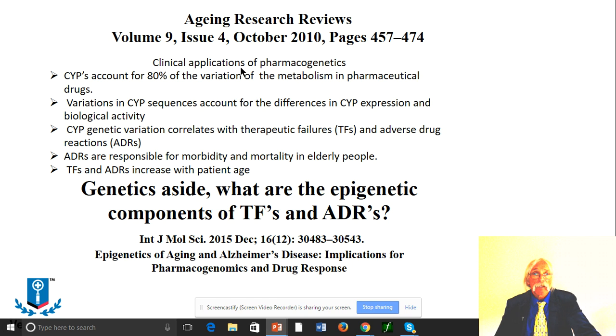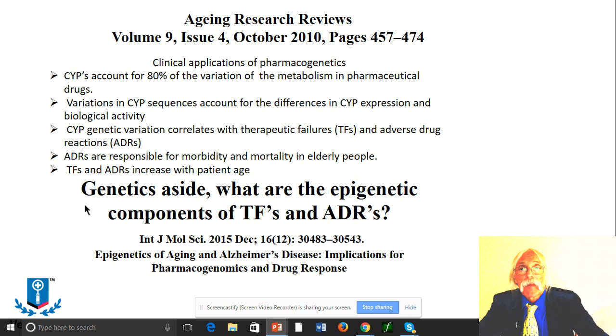Now, what are some clinical applications of this whole discussion? Well, you know about pharmacogenetics, right? Tailoring or targeting drugs for the specific genome of your patient, okay? CYPs account, wait a minute here, CYPs account for 80% of the variation of metabolism of pharmaceutical drugs. Now, that's not a surprise when you look at all those tables I showed you. 80% of all the variation of the pharmacokinetics of your drugs come from CYPs, okay?